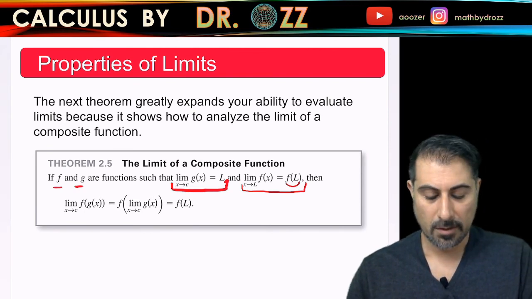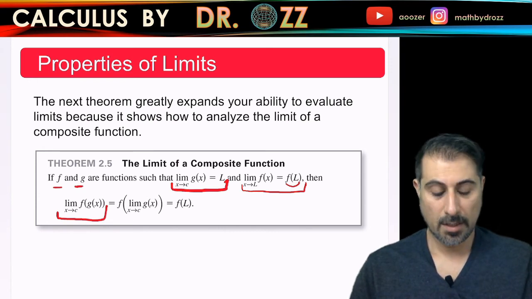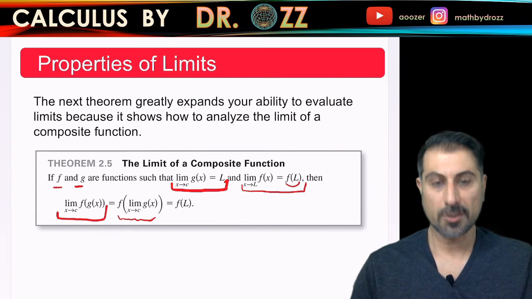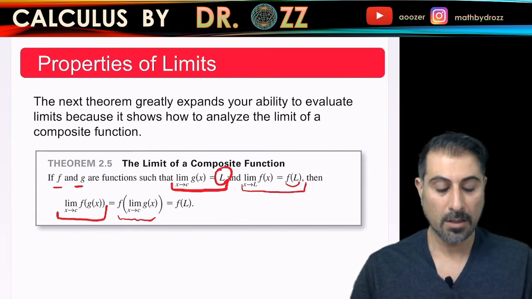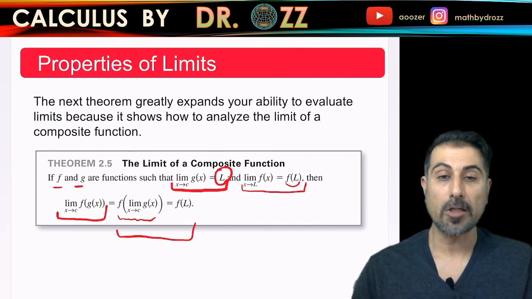So then the limit of the composition of two functions as x approaches c is essentially f of the limit of g, which is already found to be L. So then the whole thing adds up to f of L.